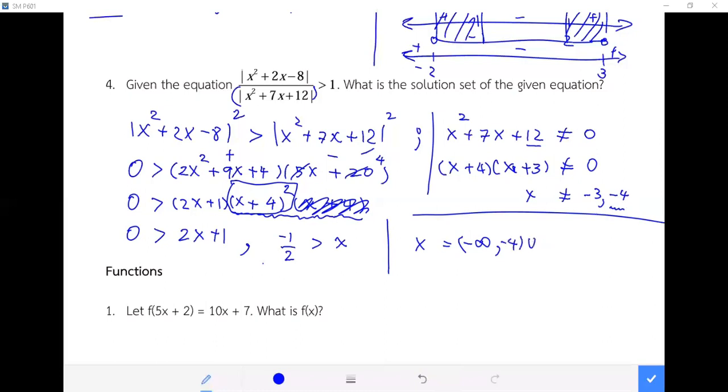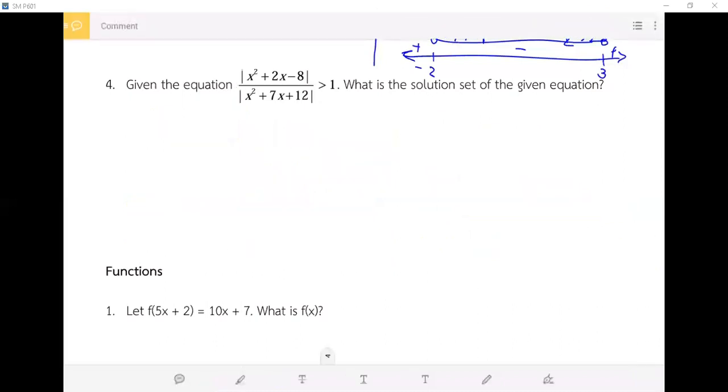Yep, union with from negative 4 to negative 3, and then union with negative 3 to negative 1 over 2, something like this, right? Or if you want to write it like this, it's okay: negative infinity until negative 1 over 2, and take out the numbers that we don't want, which are negative 3 and negative 4. That's fine. Okay, so this problem is done here.